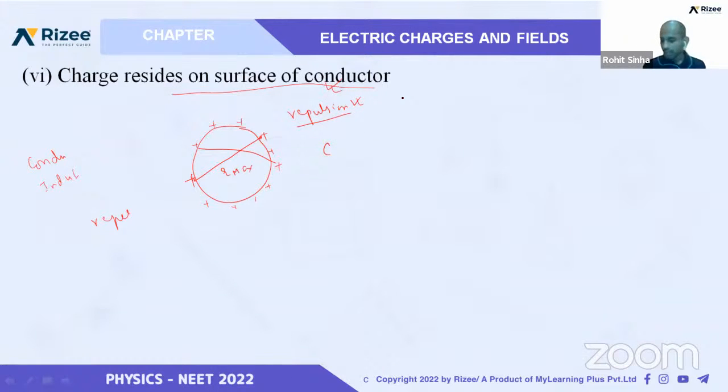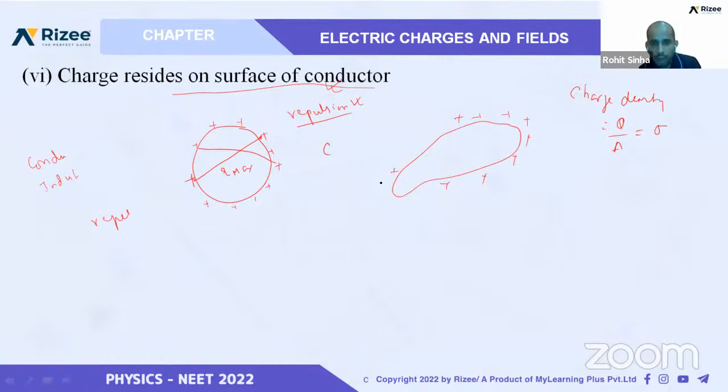Okay, now there is one trick. Charges go to a surface, but there is one trick we can discuss here. Suppose I have a non-uniform object like this, and I am giving charges here. We see that the object has charge density. Charge density means charge upon area, and we use the symbol sigma for it.